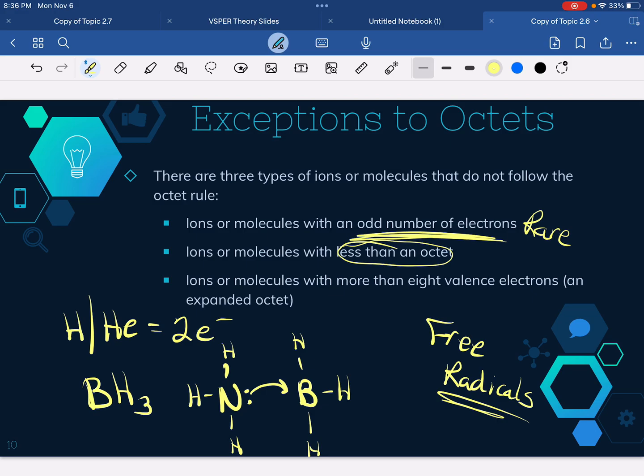And then we have ions or molecules with more than 8 valence electrons. Remember, those were our expanded octets. Okay, and our expanded octets, we talked about, they are in period 3 and below because they have the availability of D electrons. Okay, most of the time you see them with sulfur, you see them with phosphorus, you see them with the bottom of the noble gases.